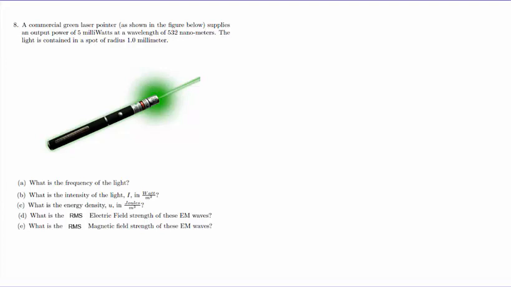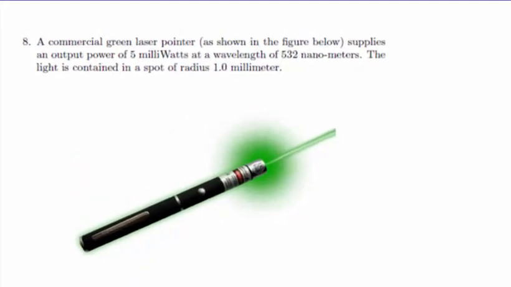A commercial green laser pointer, as shown in the figure below, supplies an output power of 5 milliwatts at a wavelength of 532 nanometers. The light is contained in a circular spot whose radius is 1 millimeter.